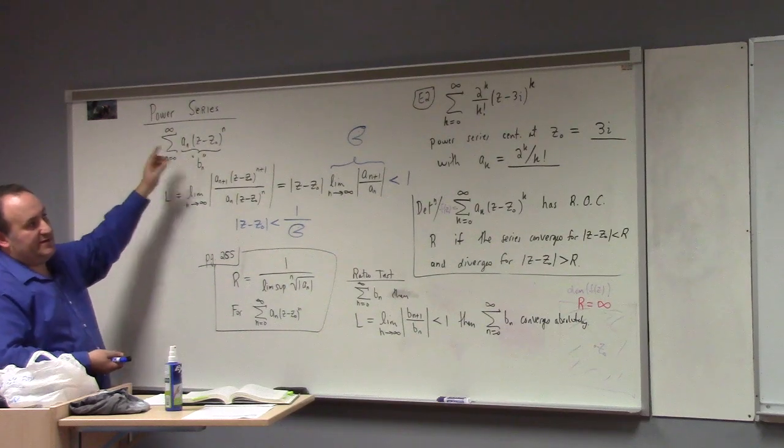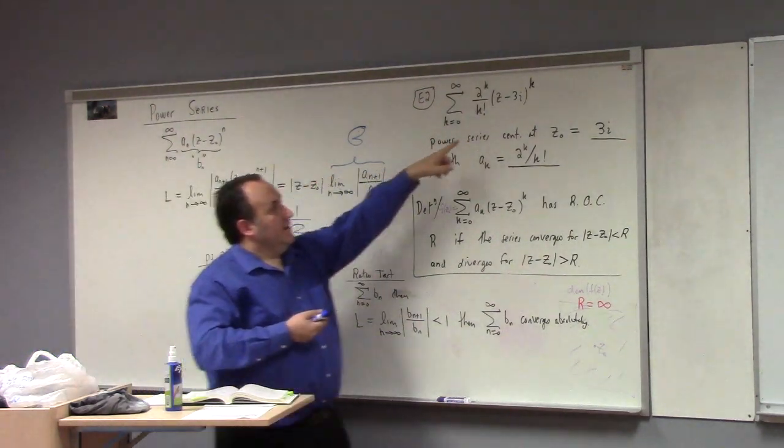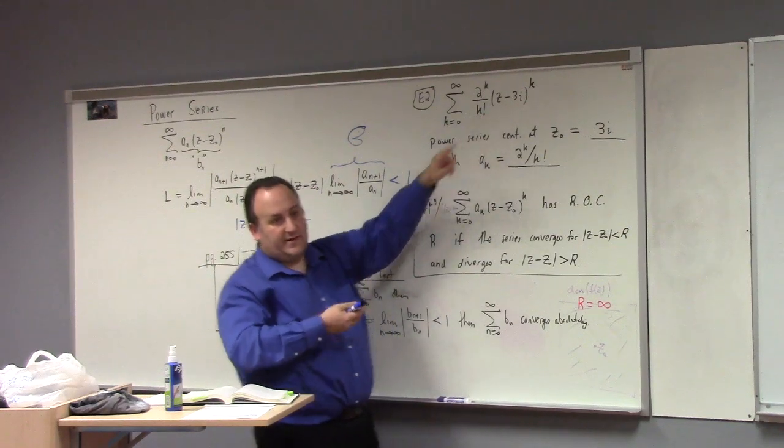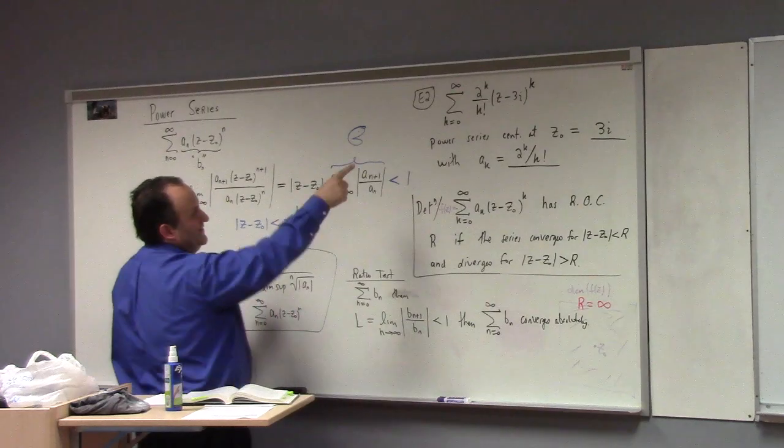Like we could go back to this example here. What's the radius of convergence here? We could use the ratio test to figure that out, right? Like what's Pac-Man for this guy?